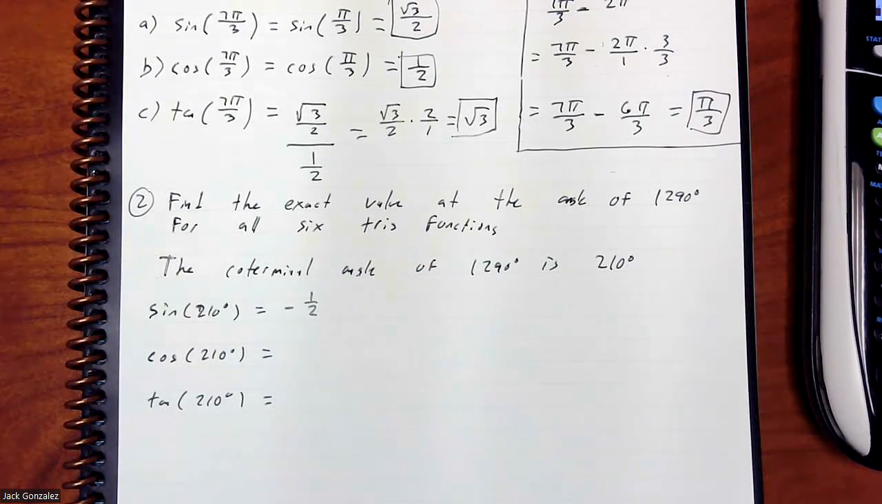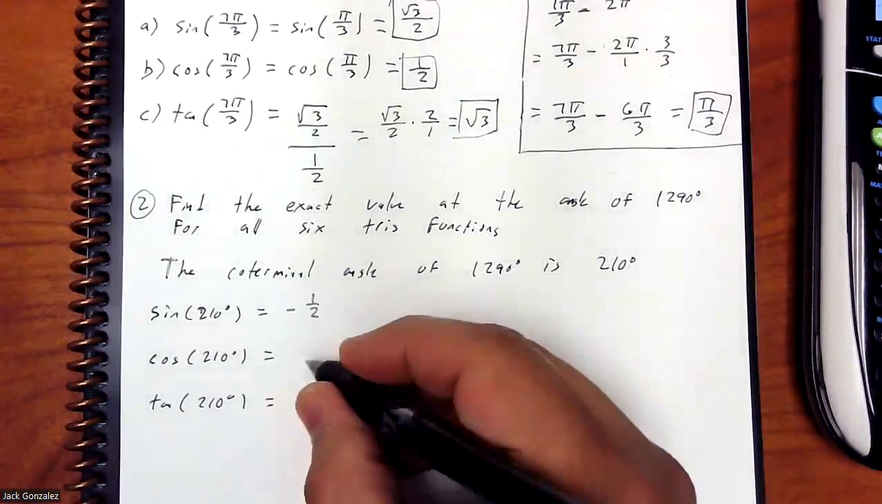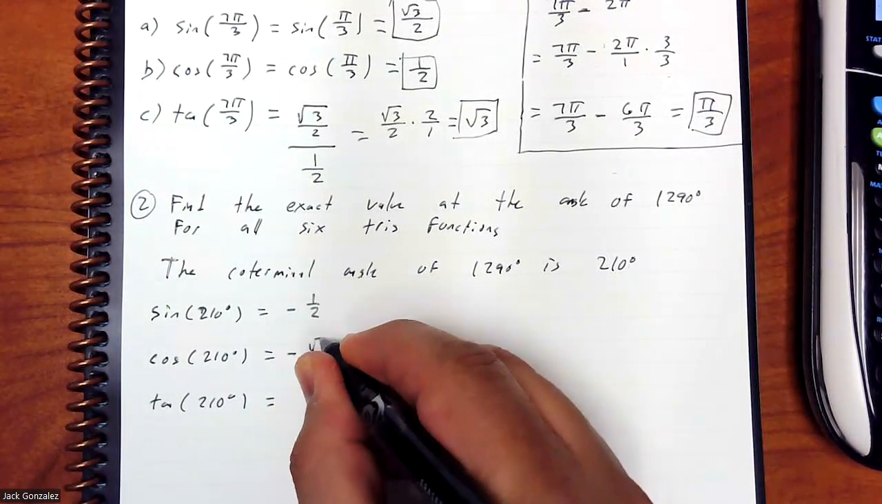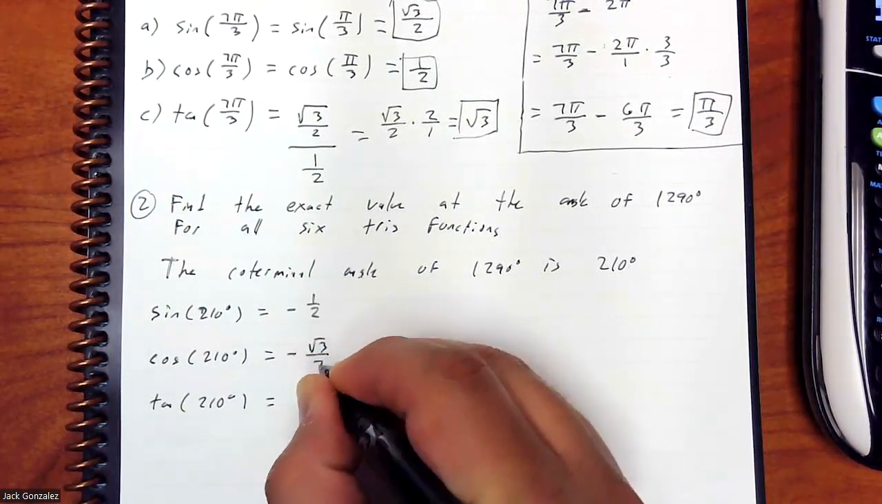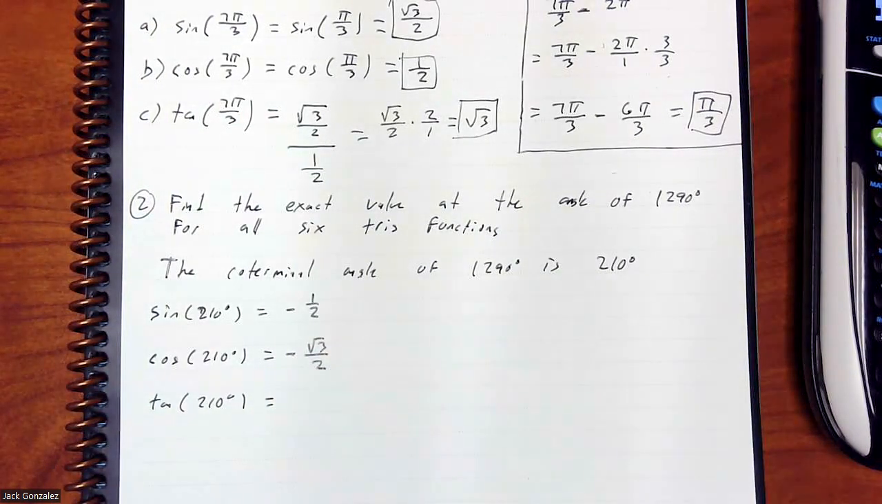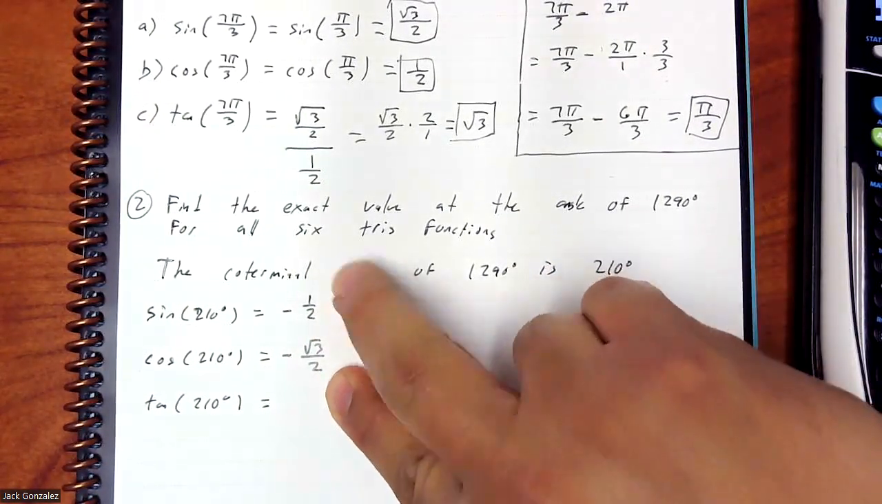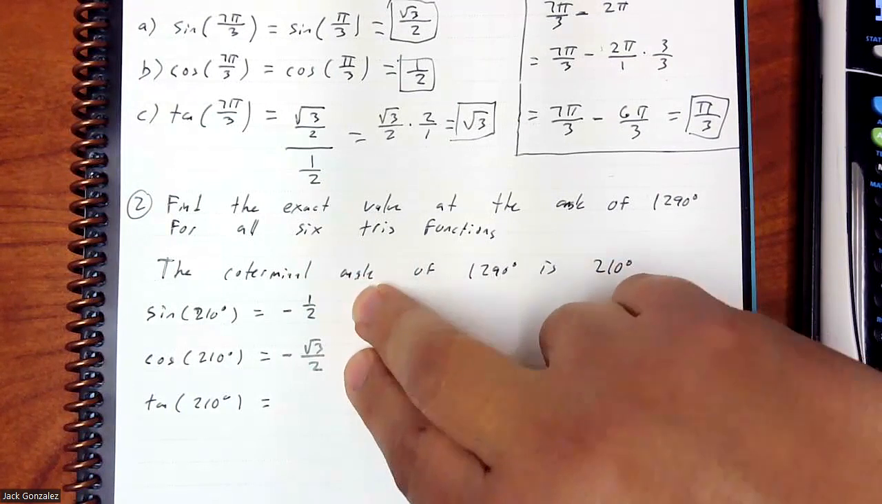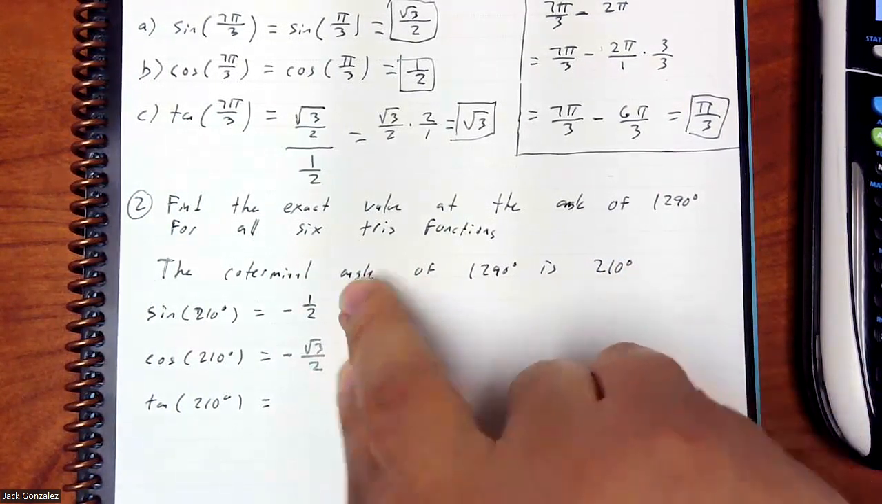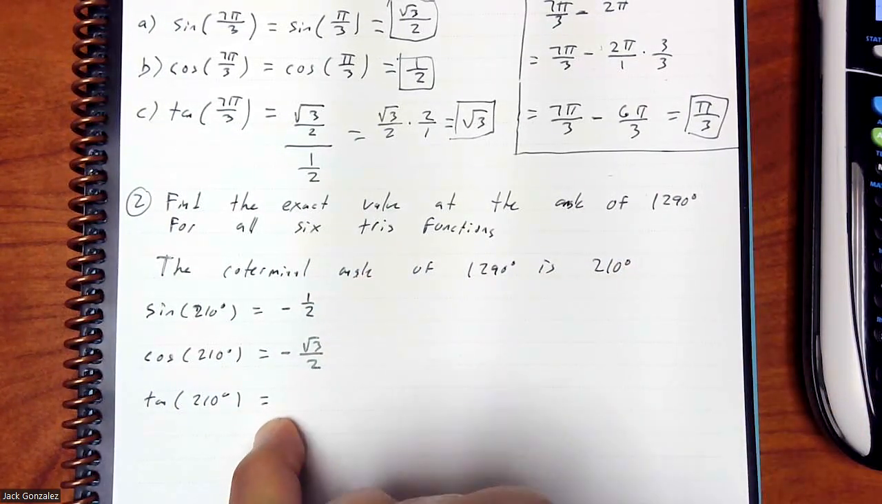What is cosine? If both are negative, what does that mean for tangent? Right, because you gotta divide these to get tan. If you divide a negative by a negative, what happens? So tangent must be positive.